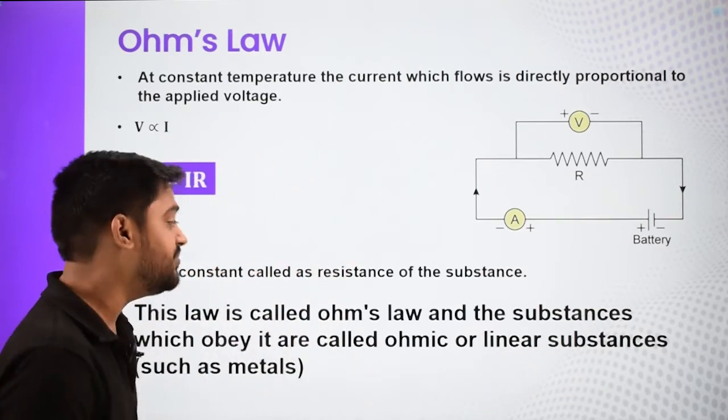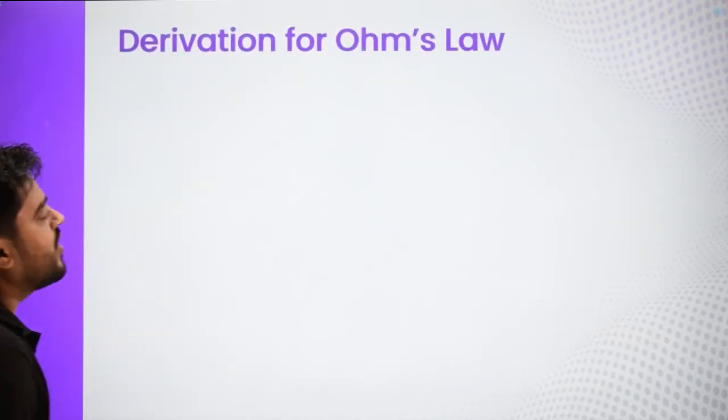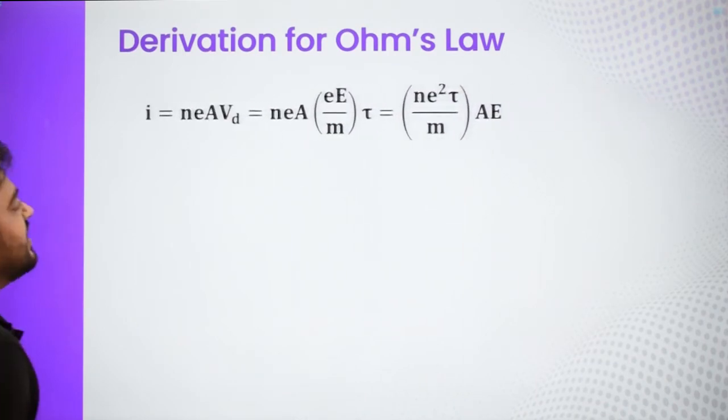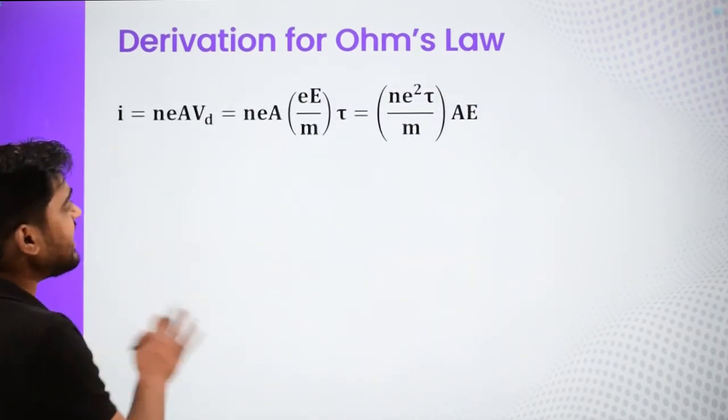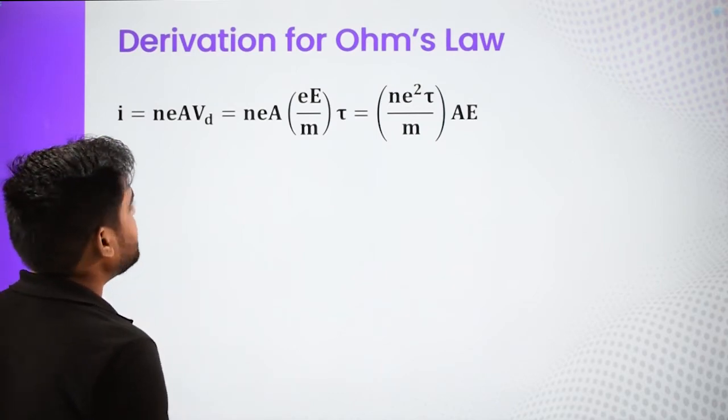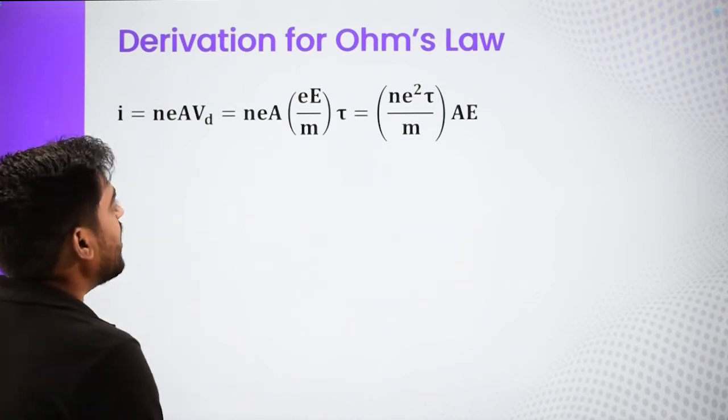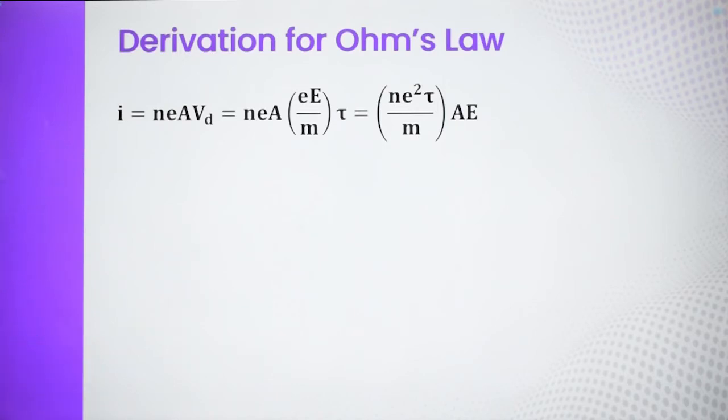Why do we call them linear? Because when we draw a graph of V versus I, that graph is a straight line, right? Now, this expression is a new expression. Here we are going to derive Ohm's law. And what is the derivation of Ohm's law?